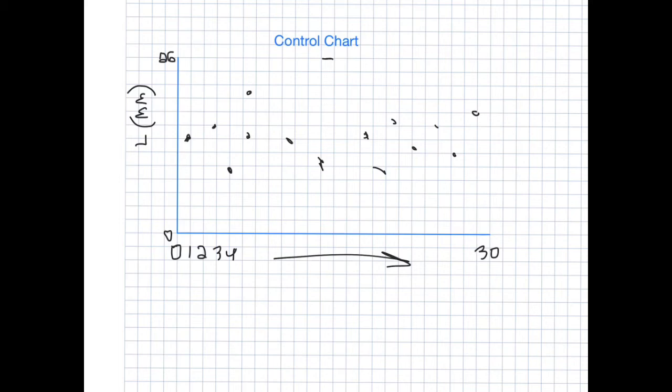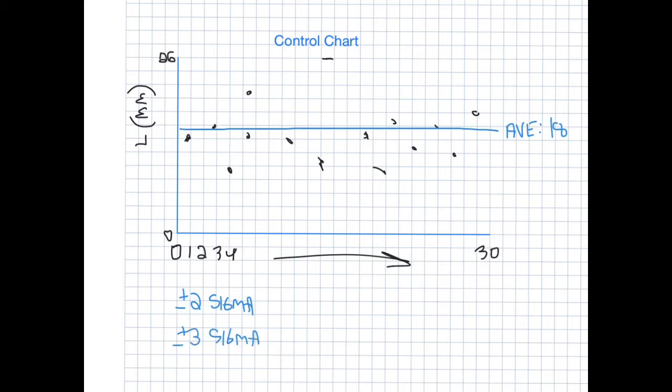Once I plot my points, I'm going to want to also show the average. I think I said my average was 18, so maybe I'll just say average 18 here, or I could have just said x bar. And then I want to show my control limits. So when I talk about control limits, I'm talking about plus or minus 2 sigma, plus or minus 3 sigma, and we could go to plus or minus 4 sigma. In industry, they go all the way to plus or minus 6 sigma.